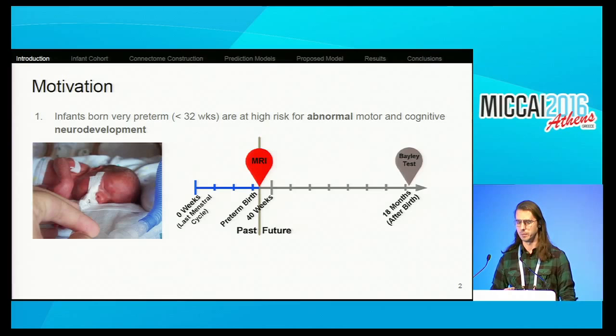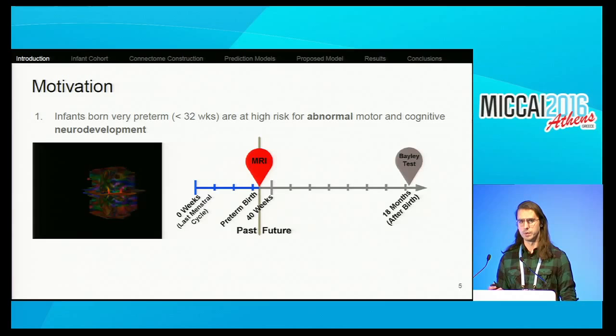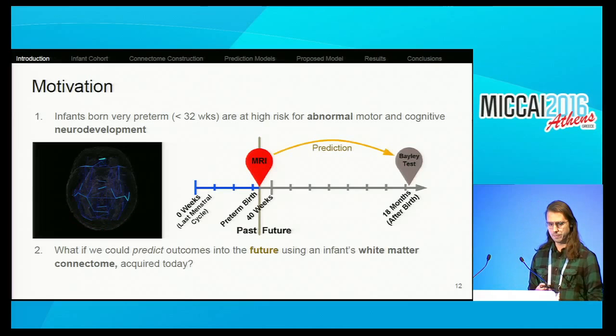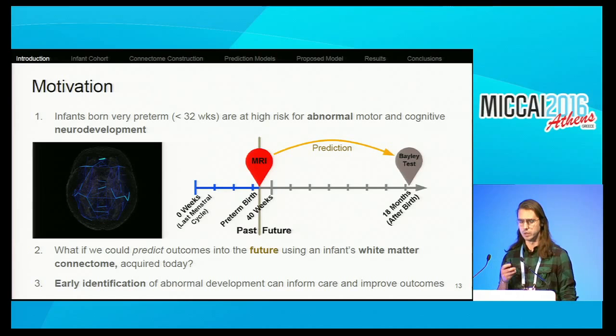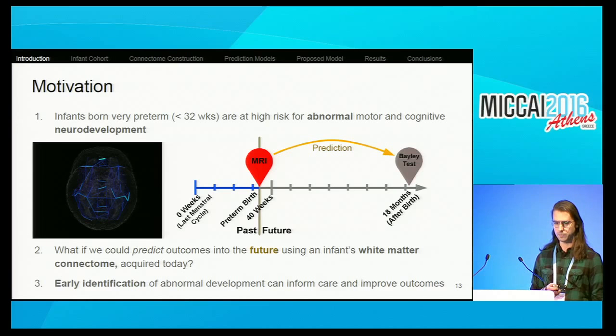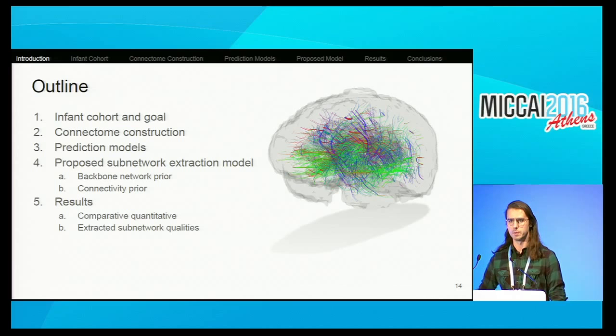What we wanted to ask in this work was, given an image at birth, a DTI image, can we predict the future? What if we use a white matter connectome to interpret whether they're going to have a normal or abnormal outcome at 18 months? Early identification of a developmental outcome could inform care and then ultimately hopefully improve the outcome of that child. So in this talk, I'm going to talk today about our cohort from the BC Children's Hospital, how we construct our connectome, prediction models, and what we proposed to add to that prediction model, and then finally our results.